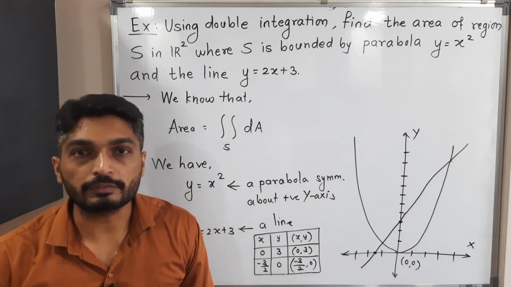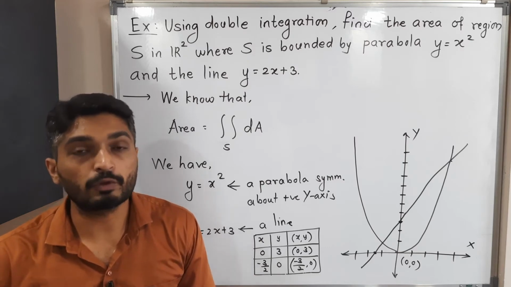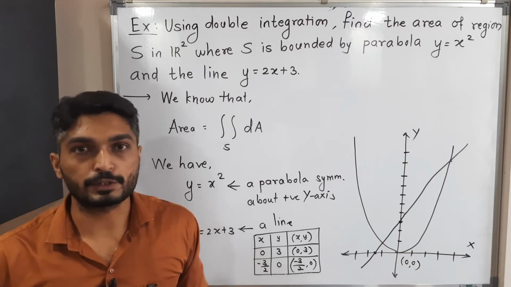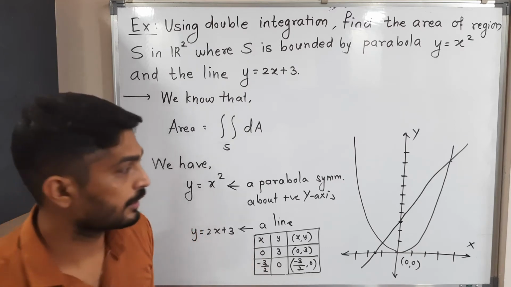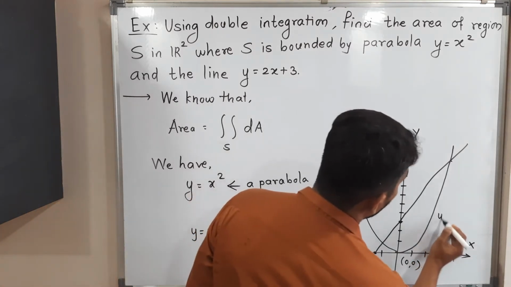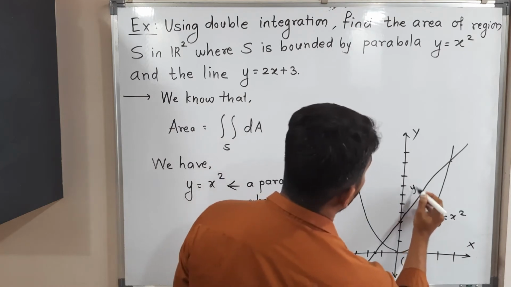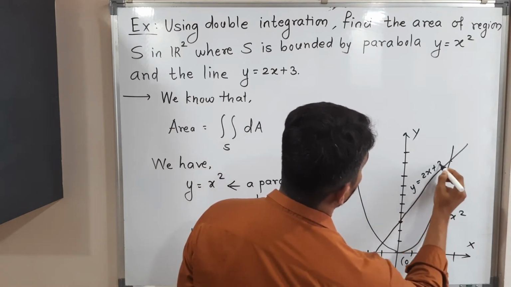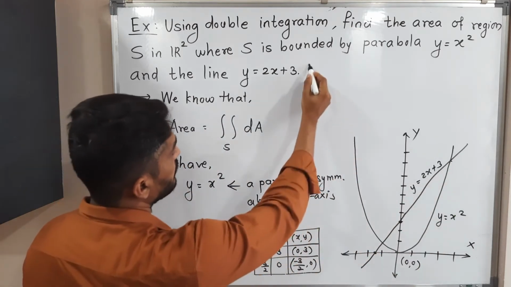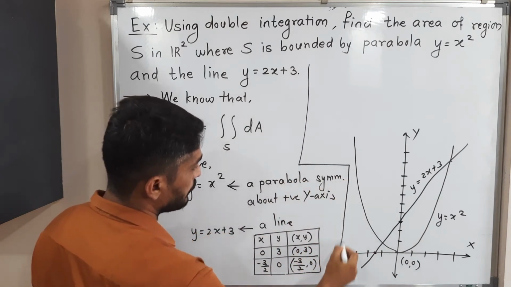How to find points of intersection? The technique is very simple. We put one equation in the second equation. So by solving, we will have the points of intersection. Let me mention here y is equal to x square. This is the parabola we have, and we have y is equal to 2x plus 3, right? Okay, so let us find the points of intersection. Let me do it here.